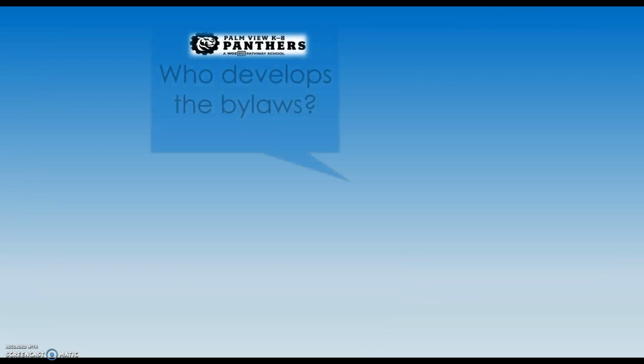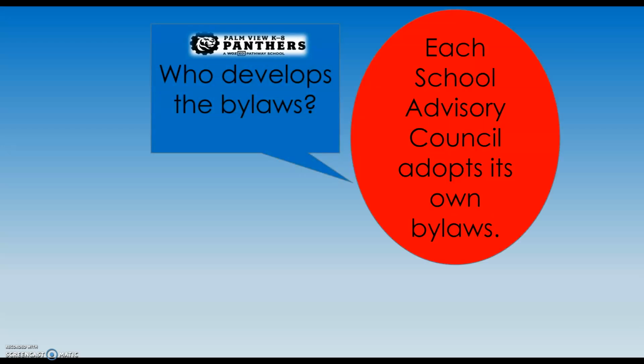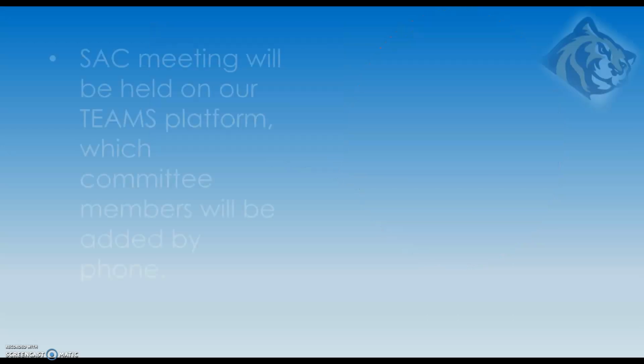So, who develops the bylaws of our council? Each school advisory council adopts its own bylaws. We actually look at those a couple of times in the school year. At the very beginning of the school year, they're approved. Then toward the end of the school year, right around April and May, the council will review the bylaws again, and if any changes are recommended at that time, they will be made and approved. Then, when we start a new school year in August and September, the council will come together and review those bylaws again and, of course, approve them.